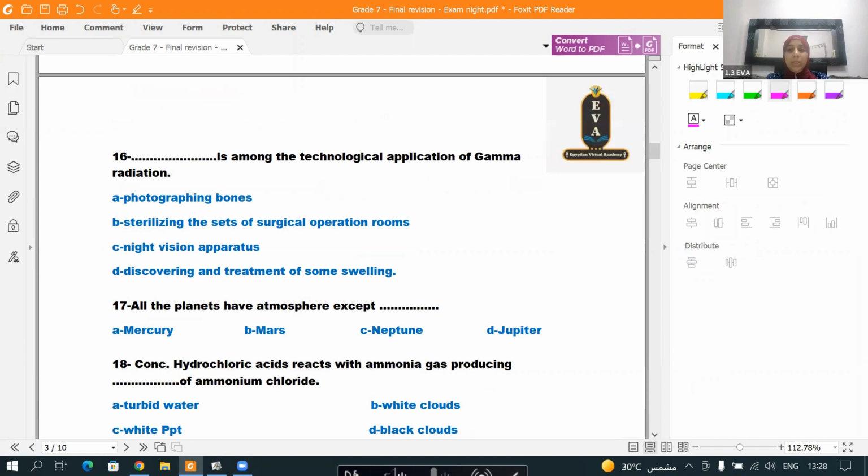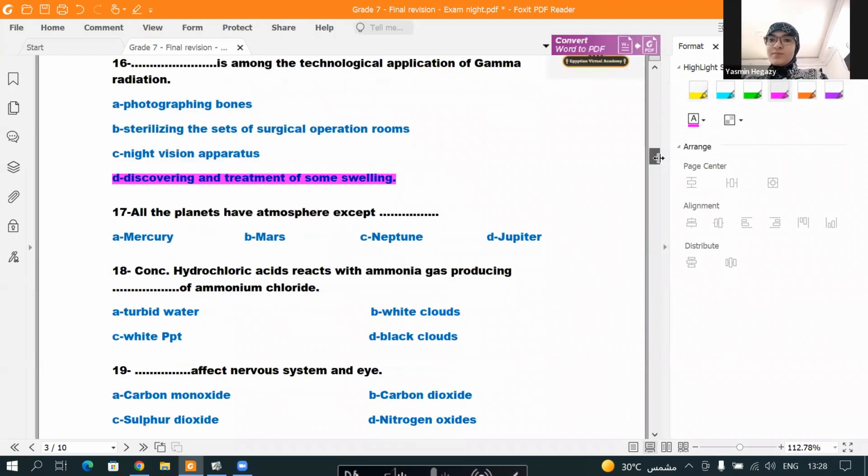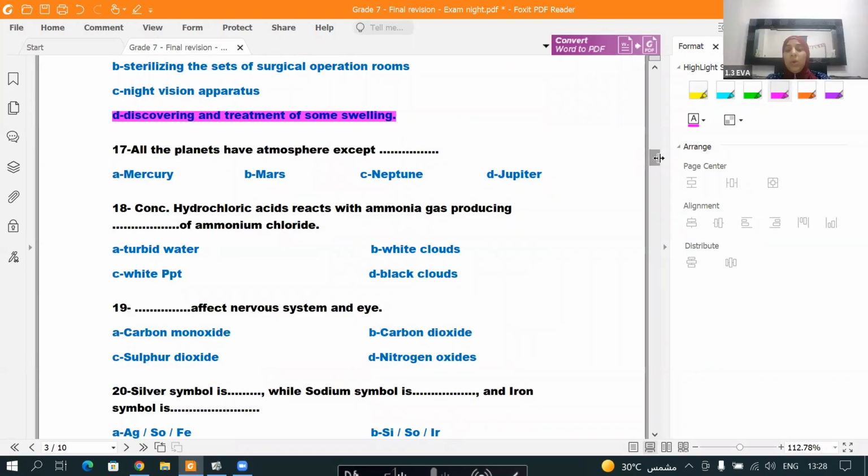Number 16, Yasmin. Among the technological applications of gamma radiation, D, discovering and treatment of swelling. Yes, very good. Discovering and the treatment of some swelling or tumors in the human body. Question number 17, Judy. All the planets have atmosphere except Mercury. Yes, except for Mercury. All of them have a specific atmosphere except for Mercury.